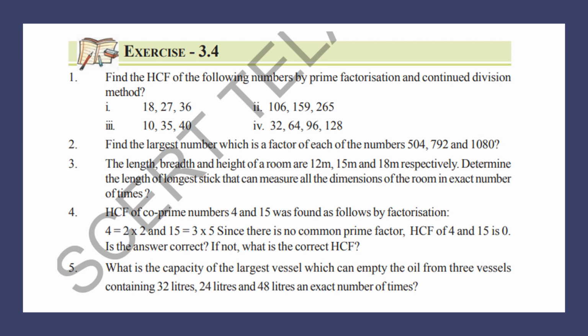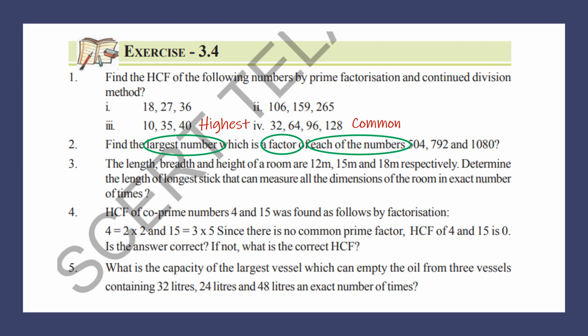So what are my keywords? Largest number. It means we have to find something which is highest. What is the second keyword? Each of the numbers. This means that we have to find that highest number for all the numbers, for each of the numbers, which means it is common. And what do we have to find? It already says we have to find the factor. So that is how we know that we have to find the HCF of these three numbers. The keywords are telling me that.